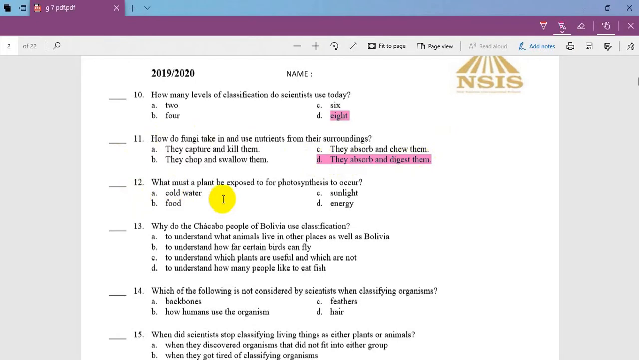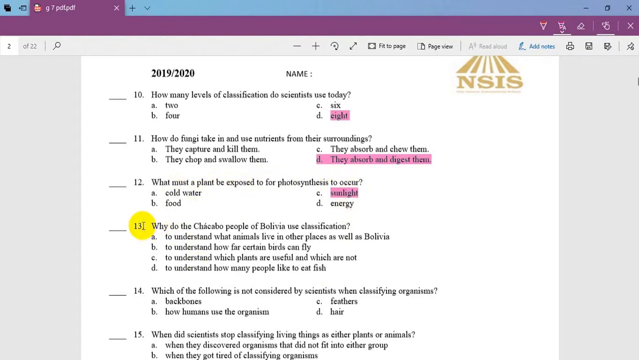Question 12. What must a plant be exposed to for photosynthesis to occur? What do plants need? Cold water, food, sunlight, or energy? Of course, they need sunlight because they are producers.